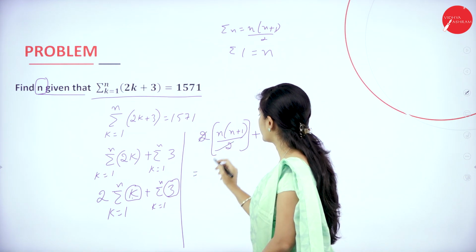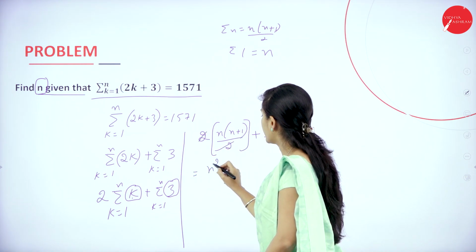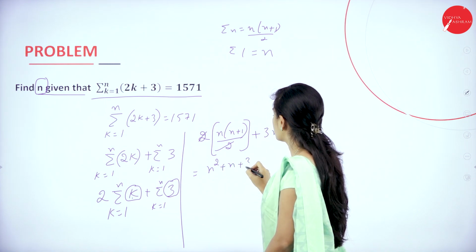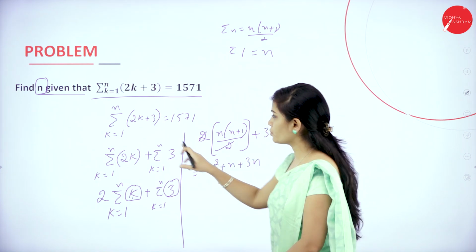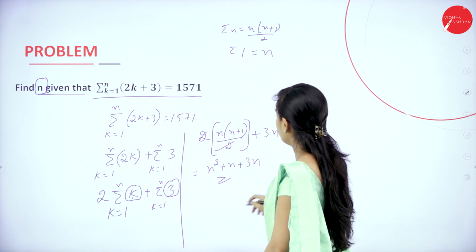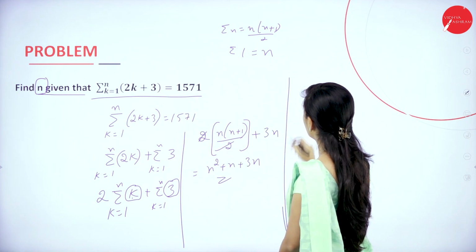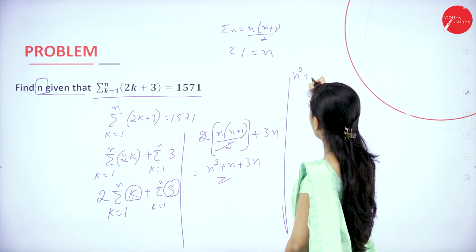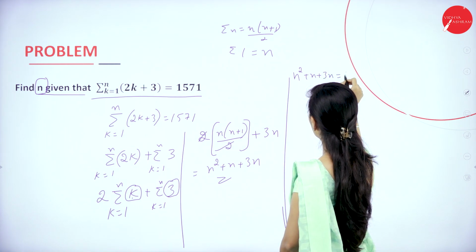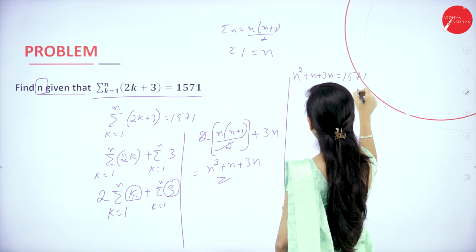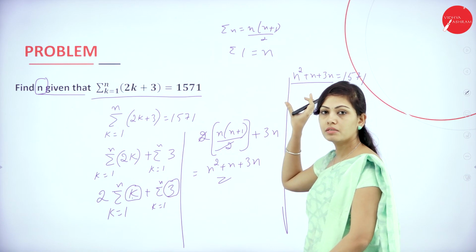Simplify this, 2 gets cancelled. Multiply this: n square plus n plus 3n. So this is your LHS, and we have the RHS also. That is n square plus n plus 3n is equal to 1575. So here we can't factorize this.